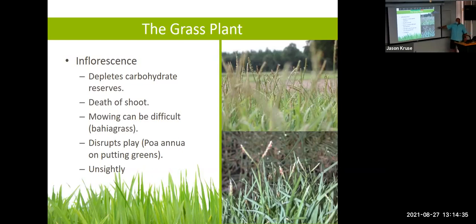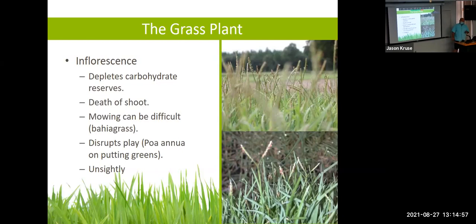They can disrupt play. An example is Poa annua on putting greens. Poa annua is a prolific seed head producer. There was research that showed that one Poa annua plant can produce somewhere around 1,300 seeds in a growing season or something like that. It's a really, really prolific seed head producer, and it does tend to be unsightly.